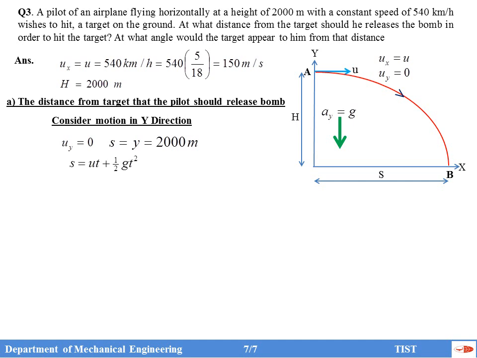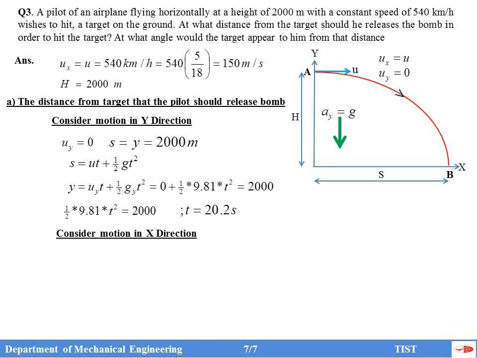So if you use s is equal to ut plus half at square, s is actually 2000 meter, right? So y equal to uyt plus half gt square. So uy is 0, 0 into t is 0, plus half into g, which is 9.8, into t square equal to y, which is 2000, right? Now if you simplify this equation, you will get the value of t as 20.2 seconds.